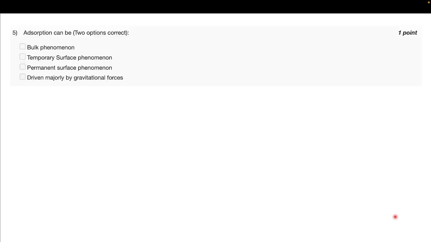Next question then. Next is adsorption can be, again we have to choose two correct options. We just discussed this at the start, so it should be pretty easy to answer. Anybody wants to give it a try?